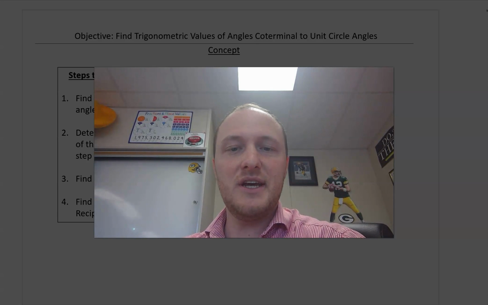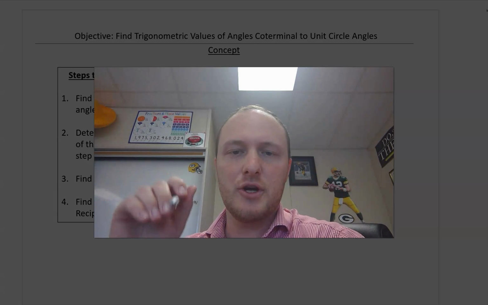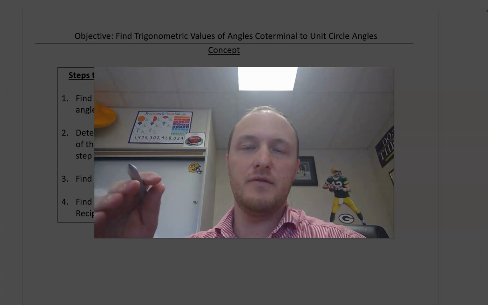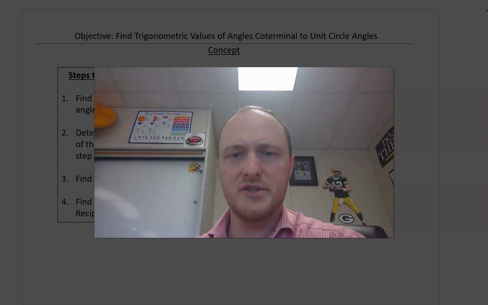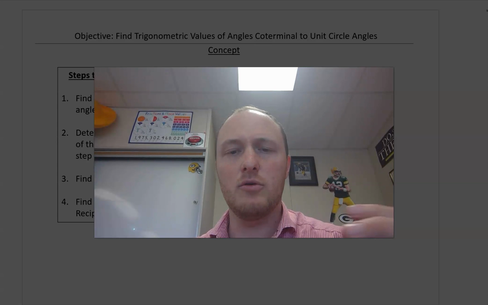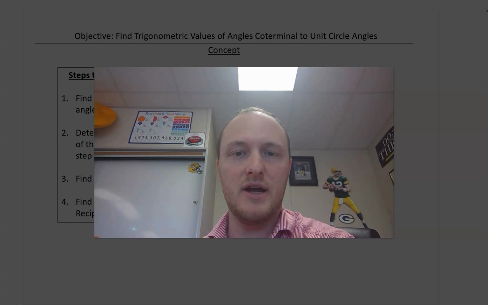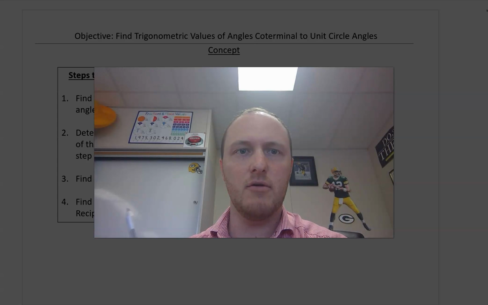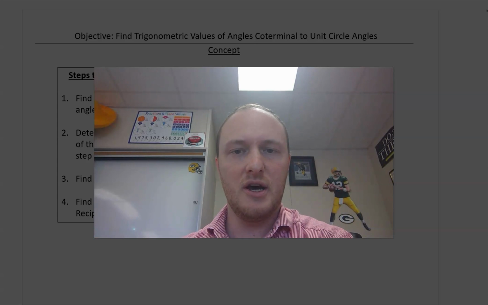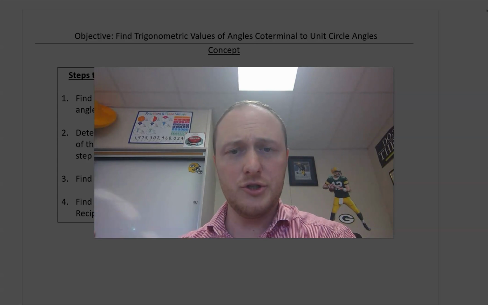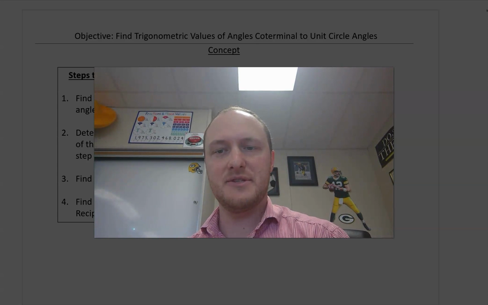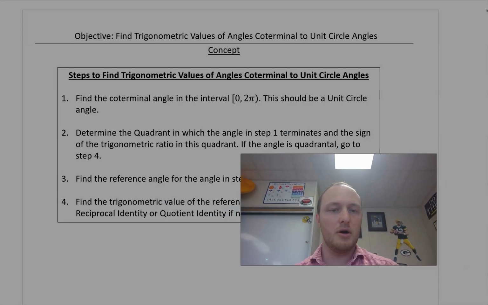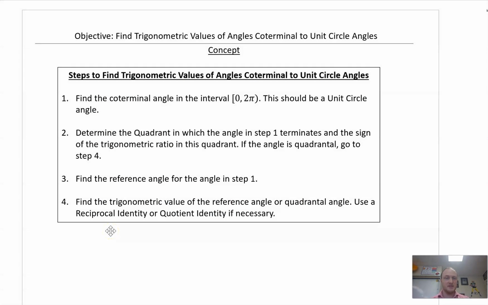And what we're going to do today is calculate trigonometric values of coterminal angles with unit circle angles. So kind of combining that coterminal angles lesson, like how do I know where an angle ends in the first revolution, and then what's the trigonometric value of that. So it's kind of multi-steps, and speaking of multi-steps, here is our step process that we're going to follow.